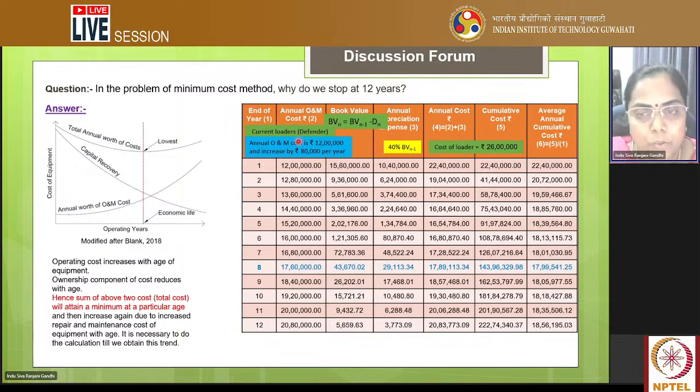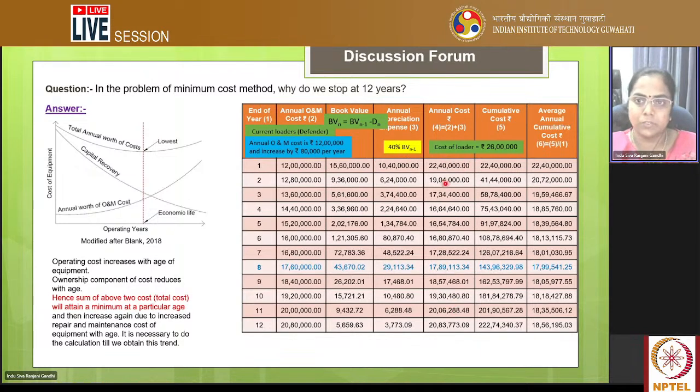Now let us come to the actual problem where you have posted the doubt. This is actually the minimum cost method. In this you can see that your operating and maintenance cost is increasing by 80,000 every year. Your book value is reducing with time, and your depreciation is also reducing with time. Your annual cost, the total cost, is nothing but your operating cost plus your depreciation, that is the ownership cost component. So this is your total cost.